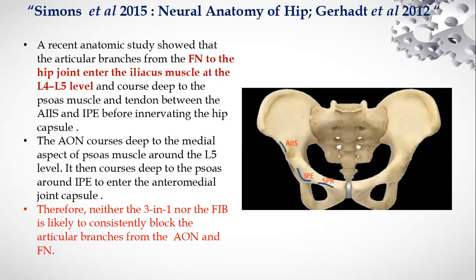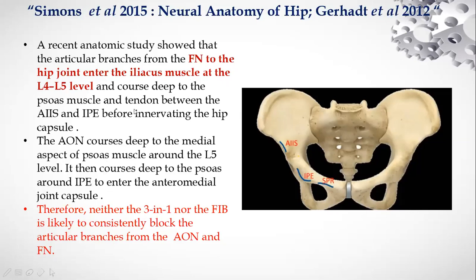We'll see further that the anterior quadratus lumborum block, which is given at the same level, deep to the psoas muscle, has been explored and can also be utilized for hip analgesia. So this point found in cadaveric studies has also been put to use. That was about the femoral nerve. The accessory obturator nerve is also deep to the medial aspect of the psoas muscle at a similar level, around L5. It will course deep to the psoas and enter the anteromedial joint capsule.